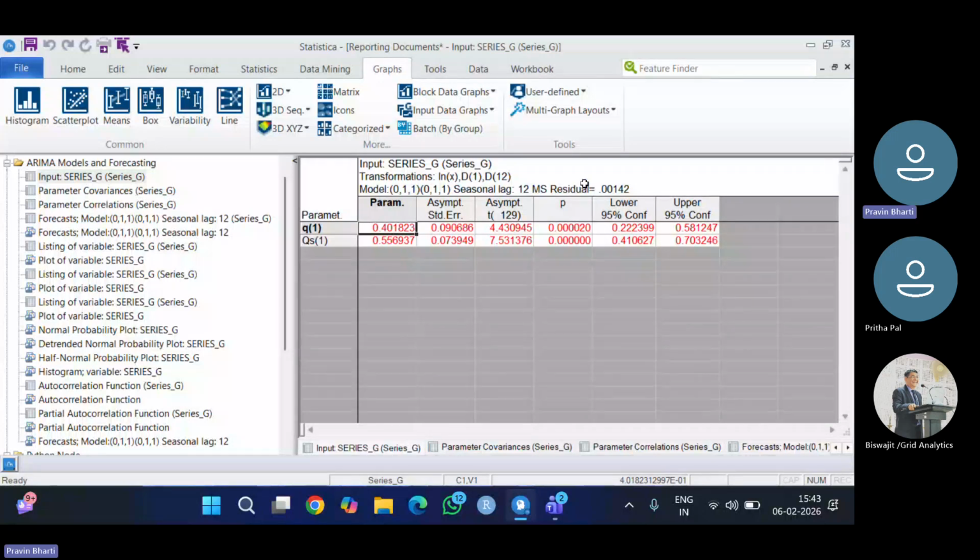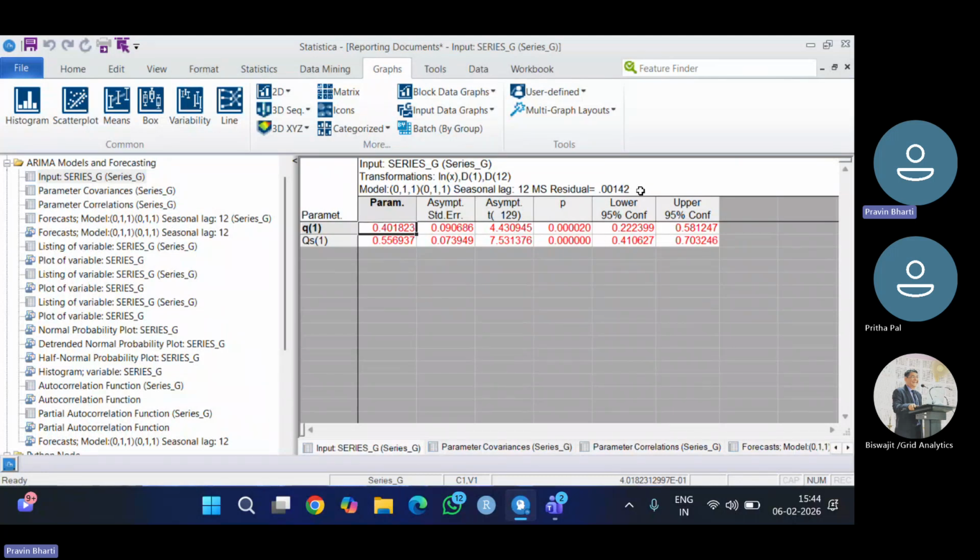So both are playing significant roles. And we can see here the model that has been taken, ARIMA model 011 011. This is for small p, small d, small q, and then capital P, capital D, capital Q. The first three components are for the regular series, and the next three components are for the seasonal component. And we are observing the seasonal lag at 12, and then mean residual as 0.00142.